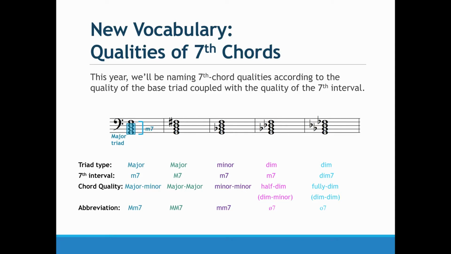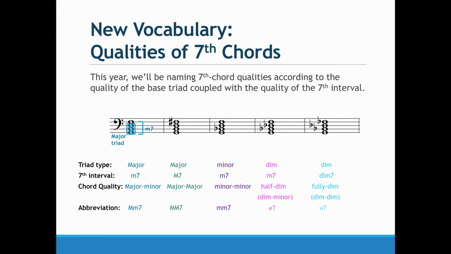Using the system, we can actually label a whole variety of chords. For example, if we take a look at our second chord, G, B, D, F sharp, it's a major triad on the bottom, major 7th attached onto that, so then we get a major, major 7th. The third example has a minor triad on the bottom, and then a minor 7th from G to F, the root to 7th. That's a minor, minor 7th chord.